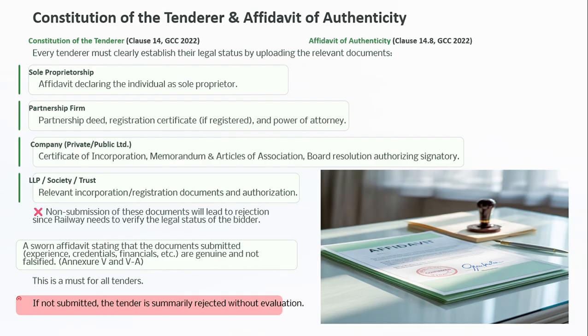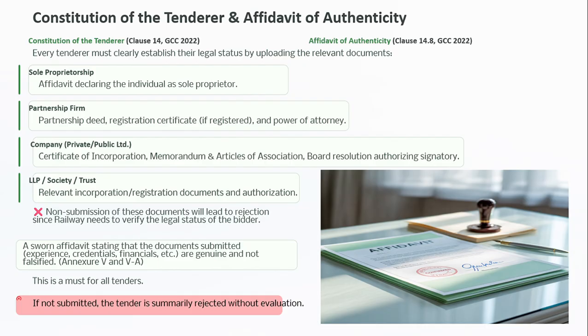Sole proprietor: affidavit declaring the individual as a sole proprietor. Partnership: certificate, partnership deed, registration certificate, and power of attorney in favor of whoever is submitting the tender. Company, private limited or public limited: certificate of incorporation, memorandum and articles of association, board resolution authorizing the signatory who is going to sign the tender documents. That means it will be followed with the power of attorney. LLP, society, trust: relevant incorporation and registration documents and authorization for the signing authority who is going to submit the documents.